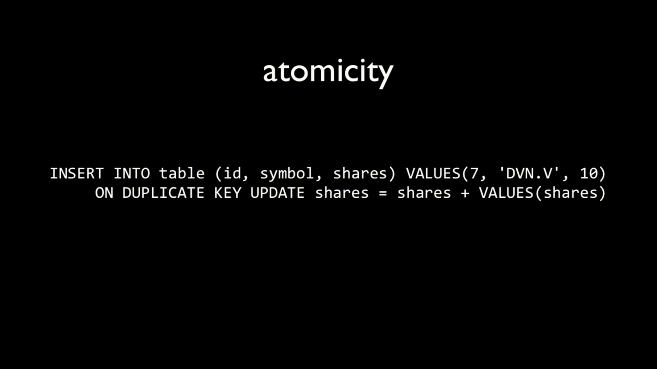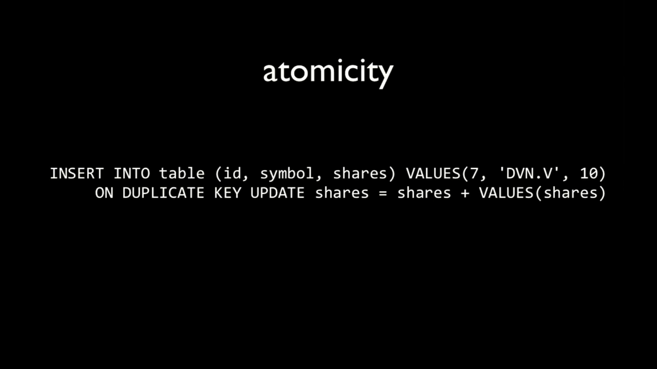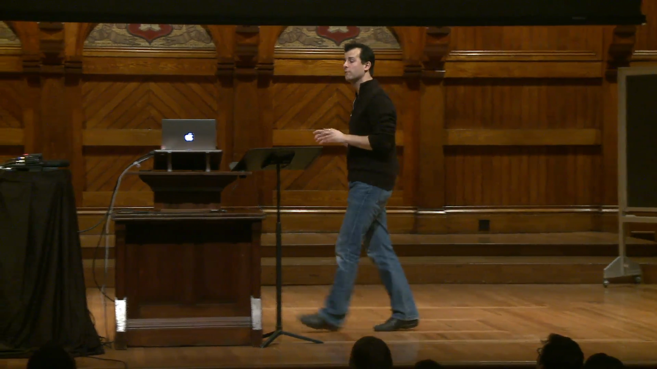So this was one, if you haven't read the spec yet, this is an example involving how you go about buying 10 shares of this penny stock for President Scroob, whose user ID happens to be the number 7. So this says, insert into table the following ID, symbol, and number of shares of 7, dvn.v, and 10. But the second line is the important one. On duplicate key, update shares equals shares plus values of shares. So totally cryptic looking at first glance.